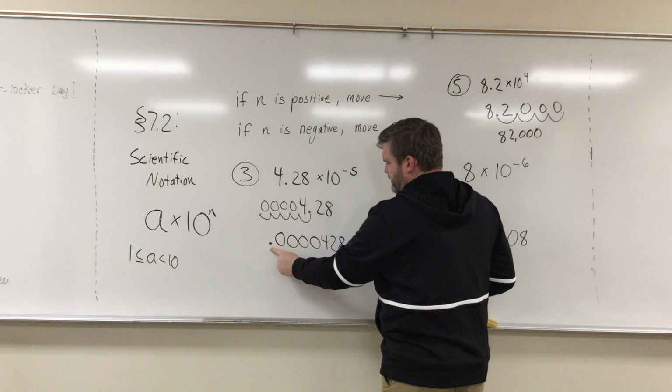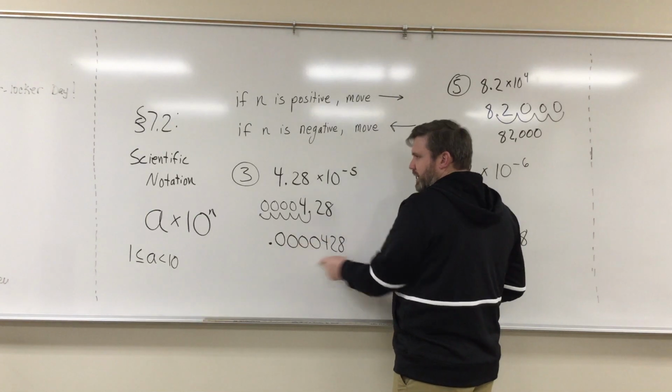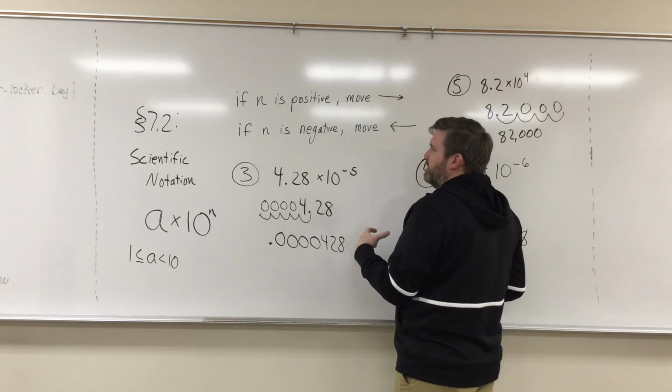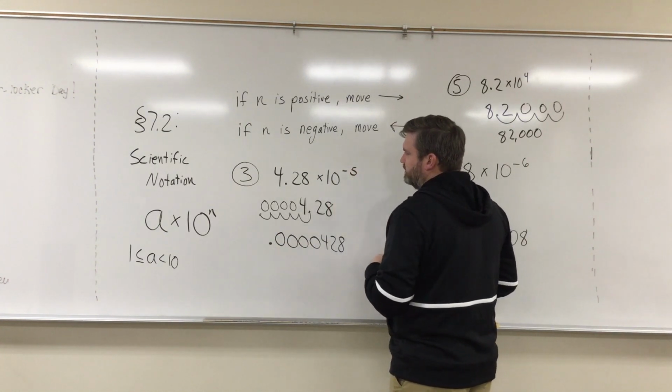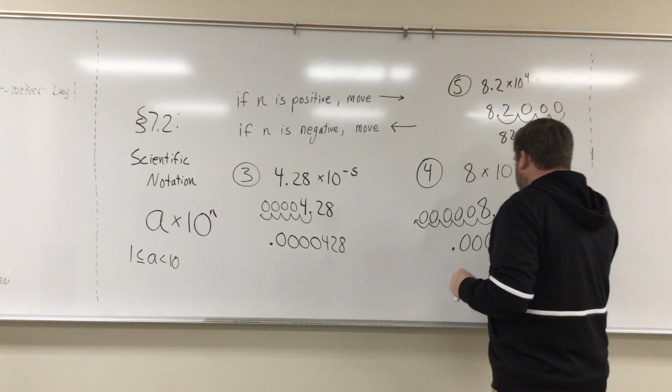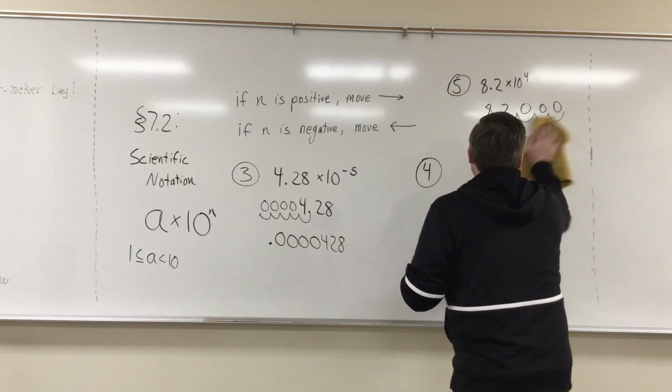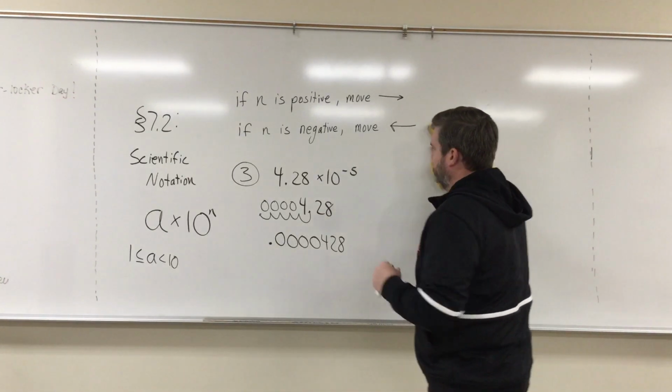It's going to feel weird because we're going to have to move the decimal to the right, and you're thinking, well, right means positive. But you got to think about when you undo it, you need to go left, and that's why it's negative. Okay? So let's go from standard to scientific notation.